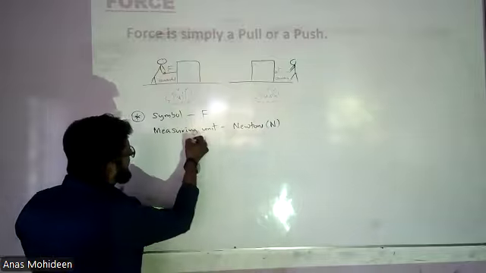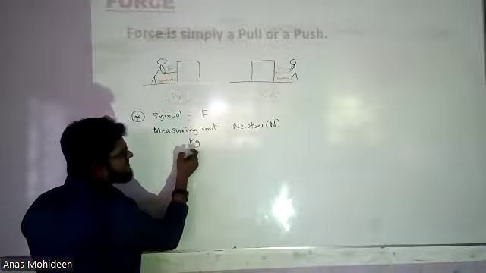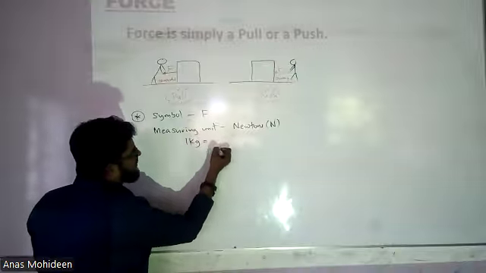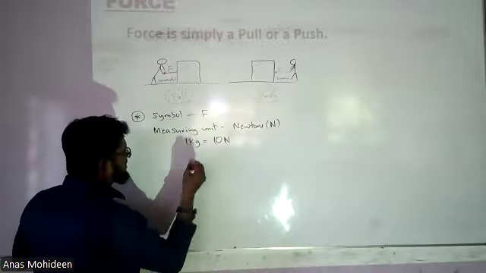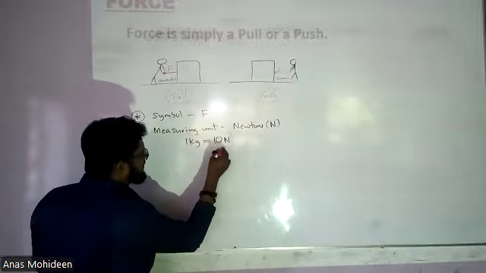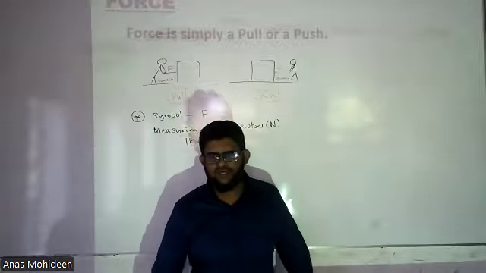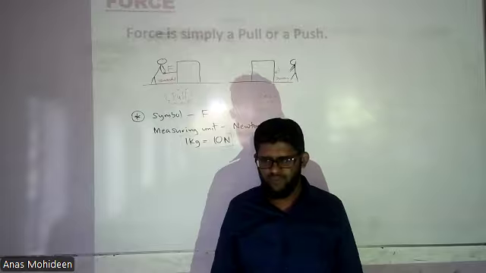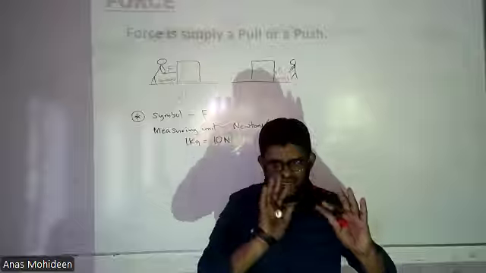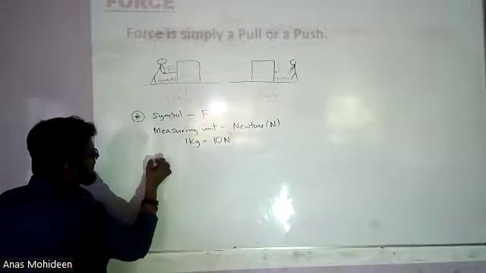And remember, 1 kilogram, the unit of mass, is equal to how many newtons? 10 newtons. So just roughly remember this. Calculations we will be taking later. 1 kilogram is equal to 10 newtons, 2 kilograms equal 20 newtons, 10 kilograms equal 100 newtons. How this 10 comes, we will take later with the calculation. Now, this is the measuring unit.